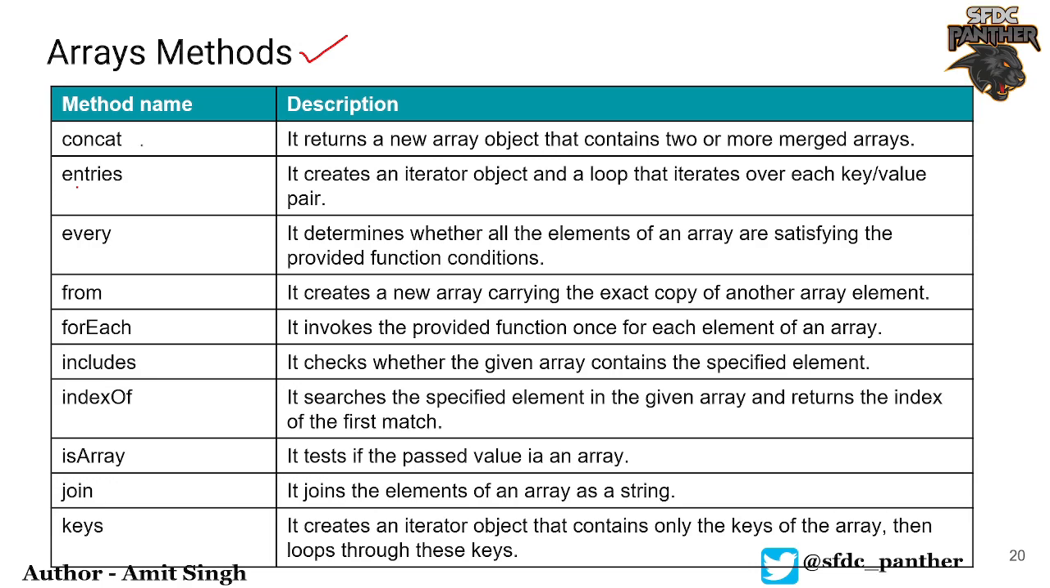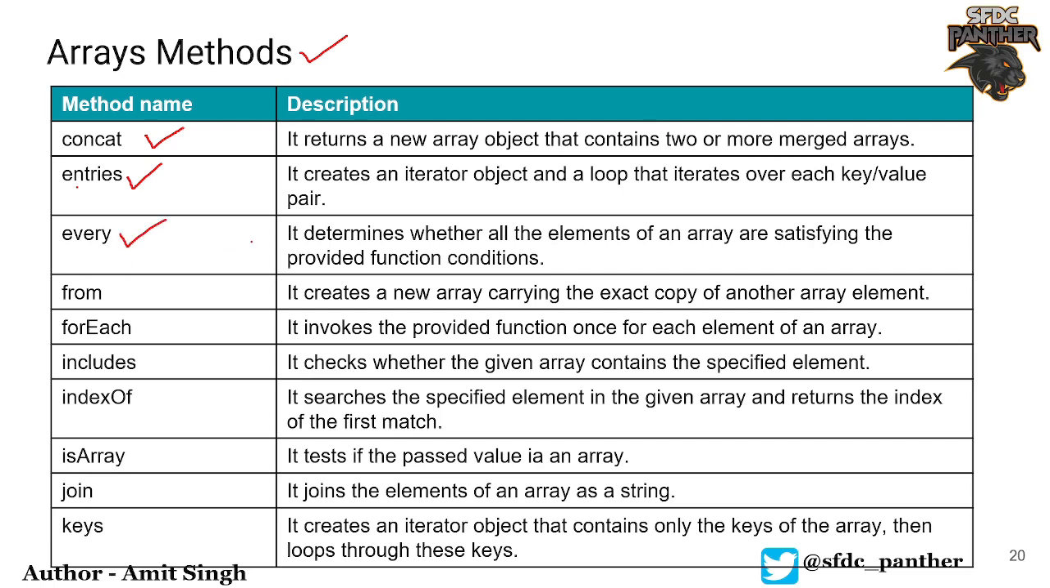So the first method that comes is concat. If you have more than one array and you want to create a new array, then you can use concat, which can combine more than one array into a single array and returns a new array. Entries is going to return the entries of the array in an iterable object.